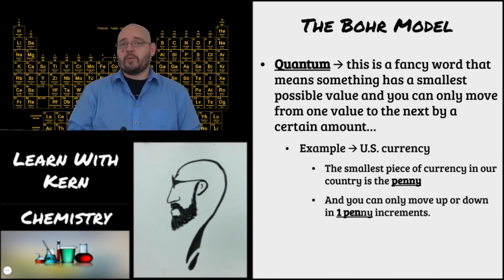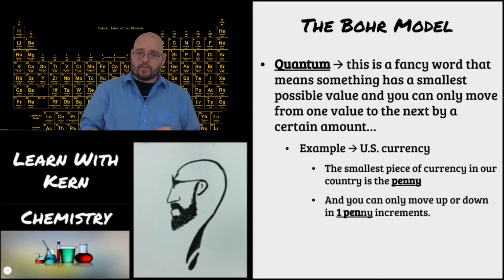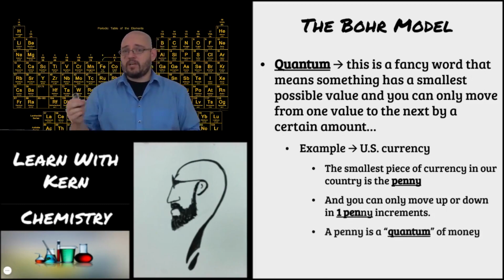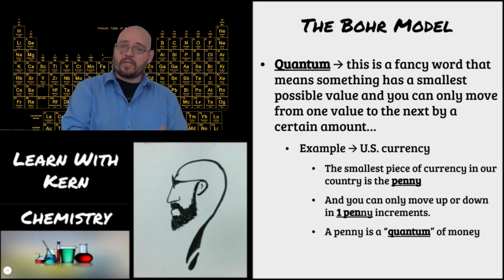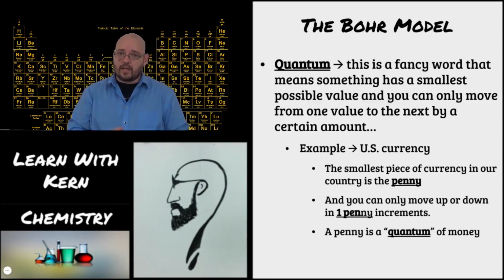You can only move up and down by 1 penny at a time, 1 penny increments. So that means a penny is a quantum of money. That's what it means to be quantized. Our money is quantized. You can have 1 penny, you can have 2 pennies. That's the way our currency system is set up. So that is what we mean by quantized.